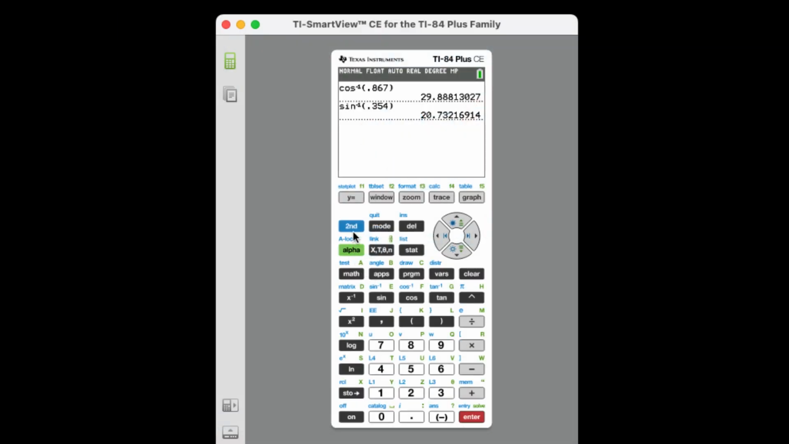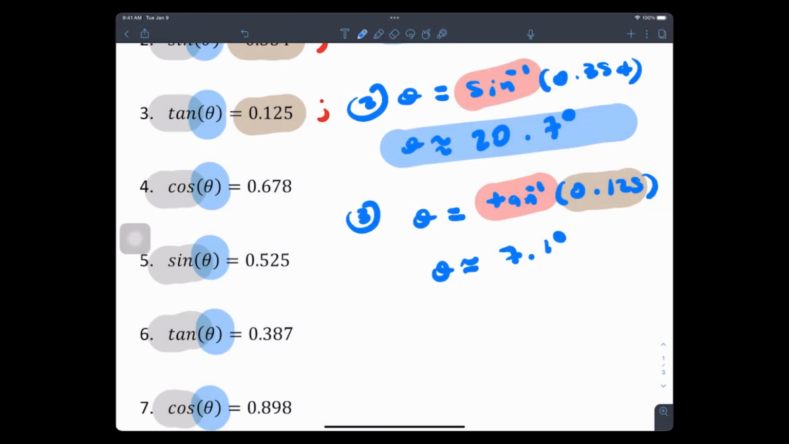And so, okay, second inverse tangent, 0.125, and close that. And ladies and gentlemen, what do you get now? 7.1. All right. So that angle is approximately 7.1 degrees. Okay, so that's the angle.